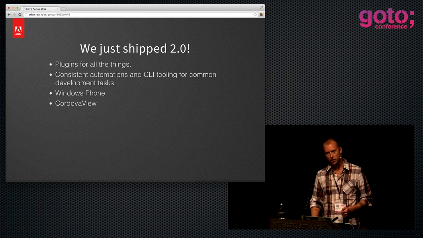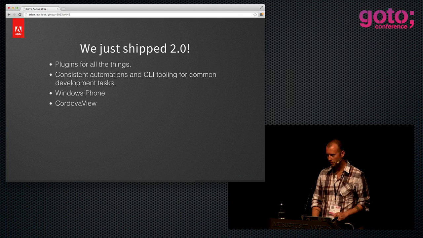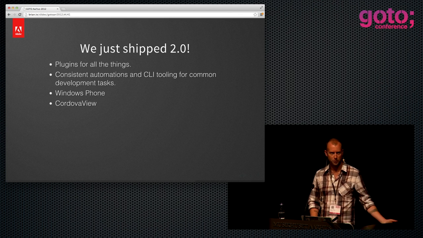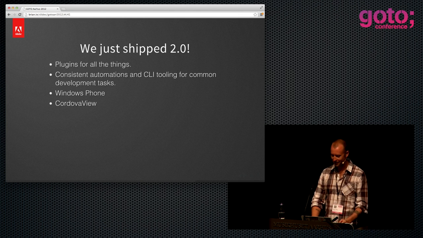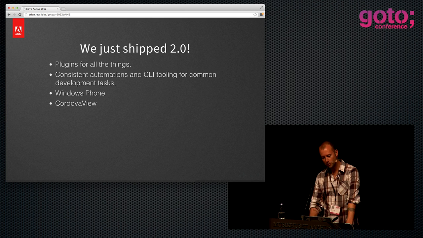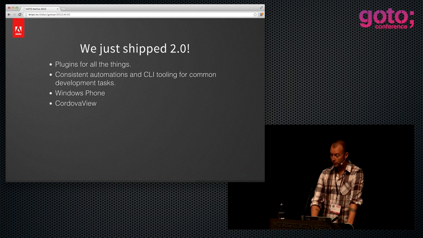So we just shipped 2.0, and we shipped it on the date we said we would because we took all the stuff that we had left over and we put it into 2.1. It's software. It's okay. You can ship it a little bit later. Plugins were a big story. Consistent automations around our CLI tooling, which I sort of demoed for you guys earlier. We added Windows Phone support, which is cool. There's a few people here that will be happy to hear that, I guess.